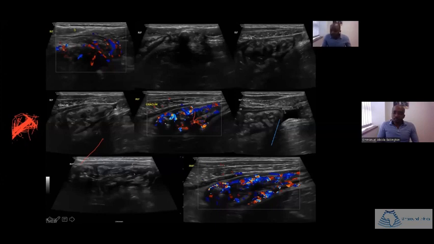You can see that there was a bit of localized free fluid at the center of the cecum there. And we measured the wall from the lumen to the junction between the serosa and the adjacent tissue.